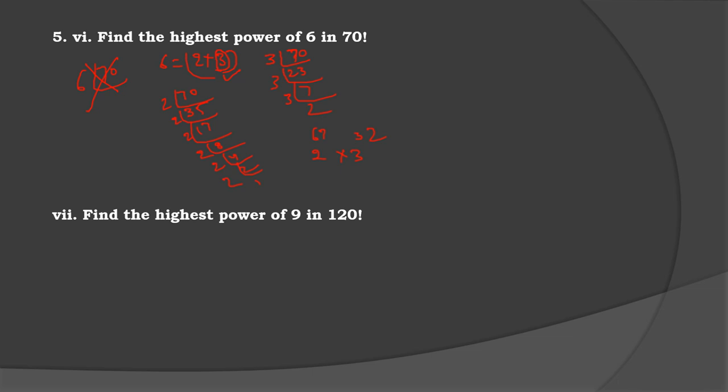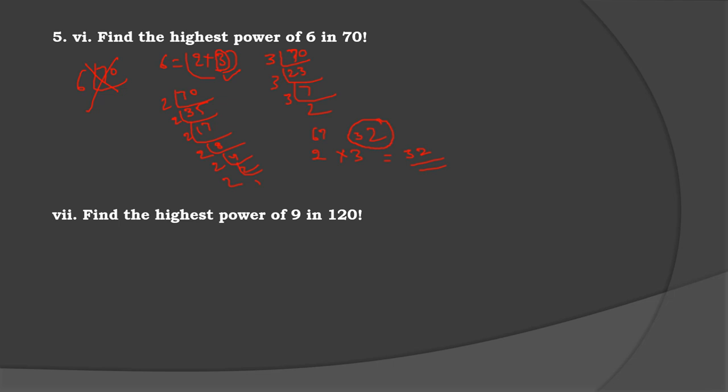Look at the 2's, 69, right? Look at the 3's, 32. Total number of 3's is 32, total number of 2's is 69. So what is our concept? Whenever we are finding the number of 6's, it is the combination of 2 into 3, so we take the least value. Total how many combinations do we have? For this we take the least value. What is the least value? 32. So the number of 6's equals 32. Clear?